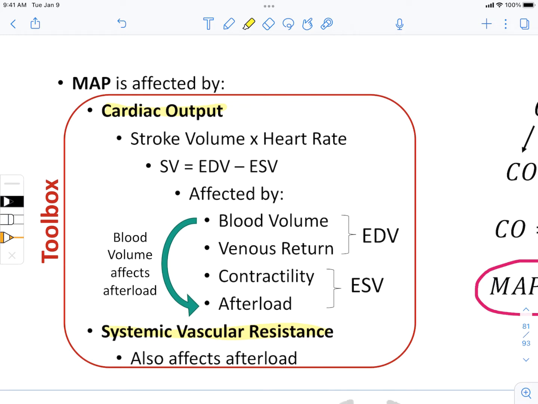If we look at cardiac output, on a very basic level, we need to remember that cardiac output is equal to stroke volume times heart rate. Stroke volume, again, is equal to end diastolic volume minus end systolic volume. Stroke volume is affected by blood volume, venous return, contractility, and afterload, and these all participate in either increasing or decreasing the stroke volume.